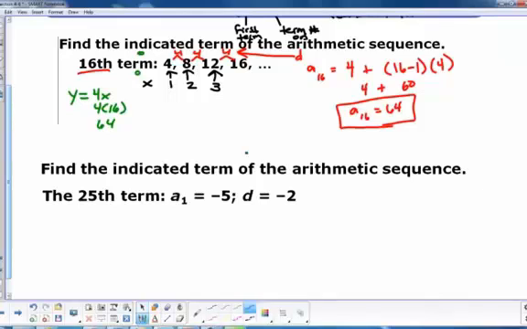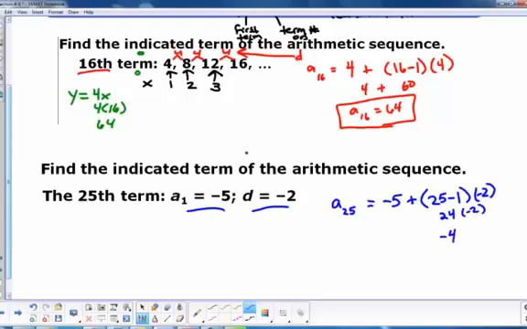So we don't even have a table this time. It just says that our first term is -5, and our common difference is -2. We want to find the 25th term. So a sub 25, all that means is the 25th term, equals the first term plus 25 minus 1 times the common difference. So 24 times -2 is -48, plus -5, remember 2 negatives when you're adding give you an even bigger negative, is -53. So the 25th term is -53.